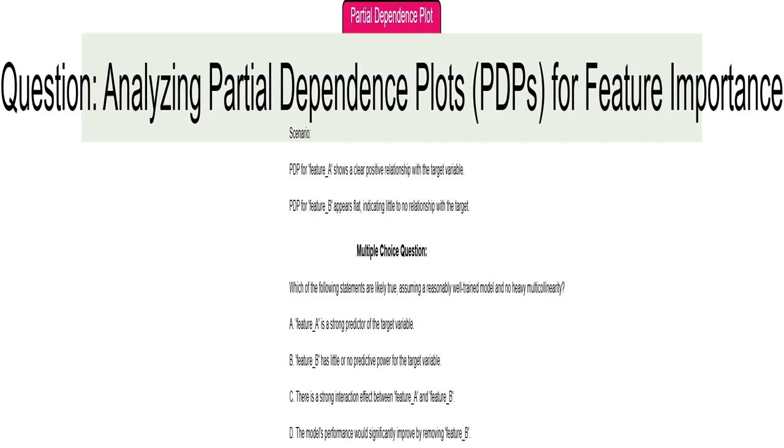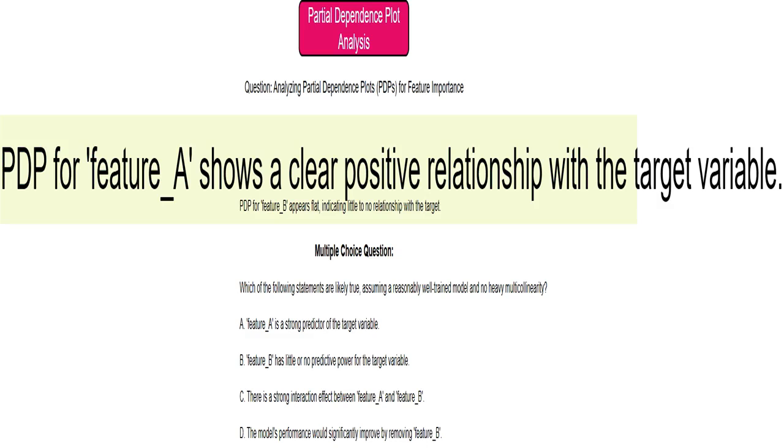I'm presenting a situation where we use a technique called partial dependence plots, PDP, from the scikit-learn library to understand how features in a model affect the outcome. Specifically, we're looking at two features, feature_A and feature_B. The partial dependence plot for feature_A shows a clear upward trend. This means that as the value of feature_A increases, the predicted value of the target variable also tends to increase. It indicates a strong positive relationship.